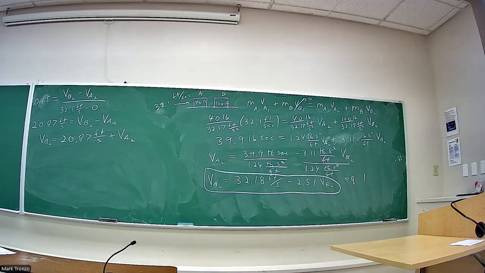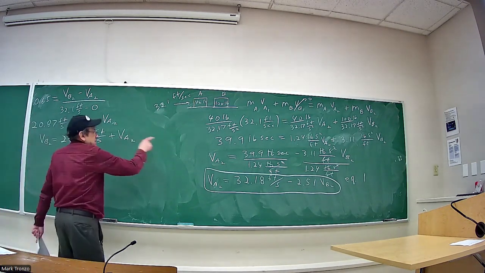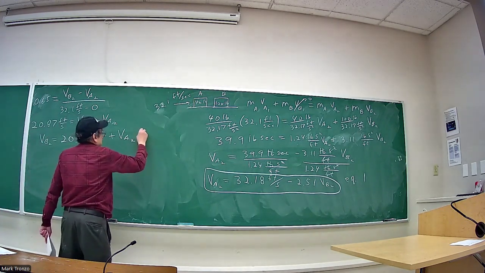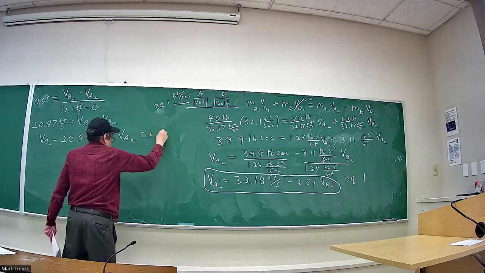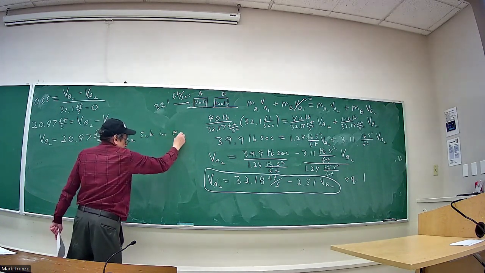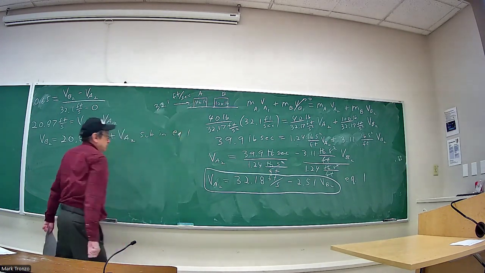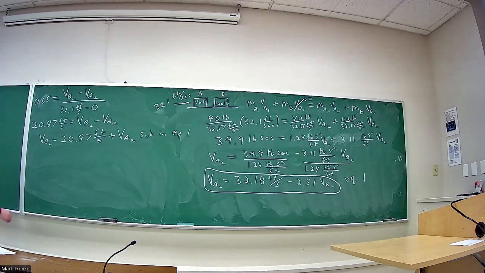Again, you could have solved it the other way, solved for VB2 or solved for VA2. I'm not sure which is easier, but now we can substitute this into equation 1.